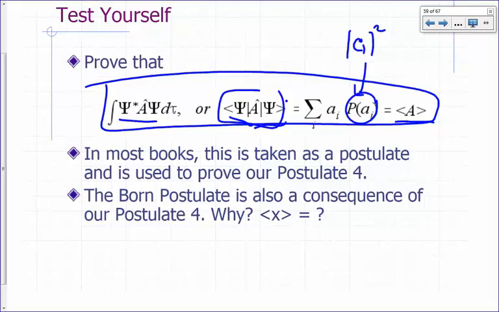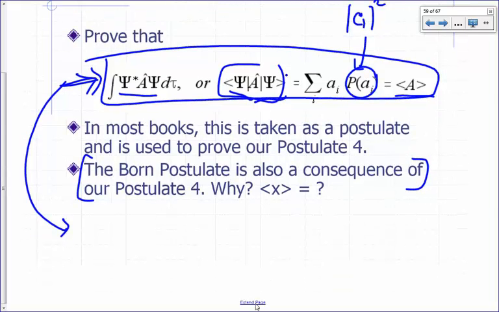But in our case, we made the assumption that c sub i squareds are the probabilities. Then we can prove this instead. It doesn't really matter. You can take one as a postulate and prove the other, or take the other one as a postulate and prove this. I think your textbook does use this as a postulate. And then the Born postulate is also a consequence of postulate number 4. We'll get to that in a minute. Let's look at this one right here. Let's show that that is in fact the case.